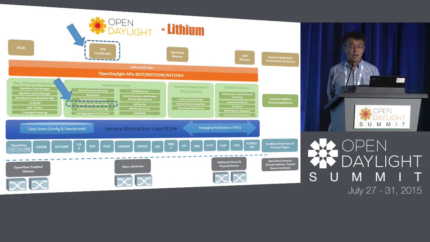Many people have already seen this diagram from the Lithium release. The VTN project has participated from the first release, Hydrogen, then Helium, and then Lithium. You can see on the top side the network applications, and the VTN Coordinator sits on the top layer next to OpenStack Neutron. Then you can see the VTN Manager.